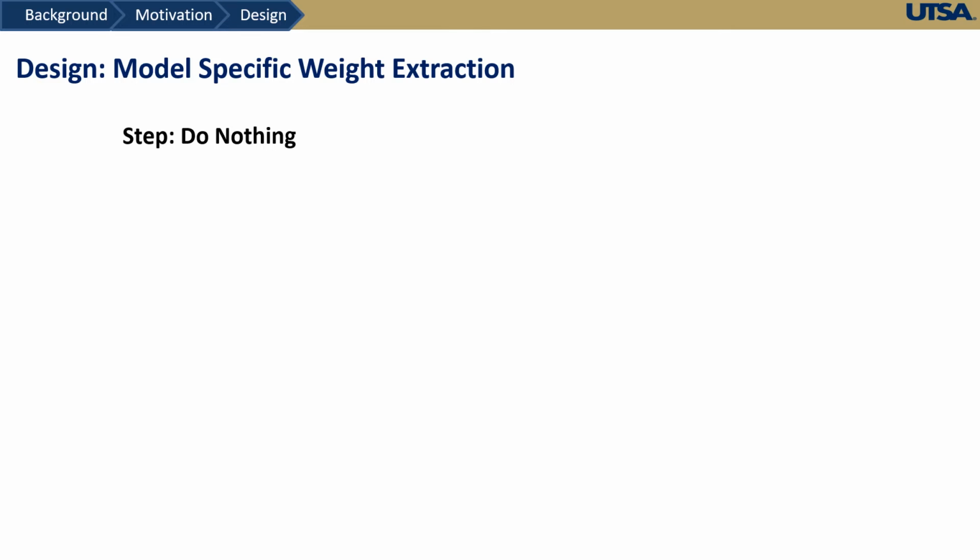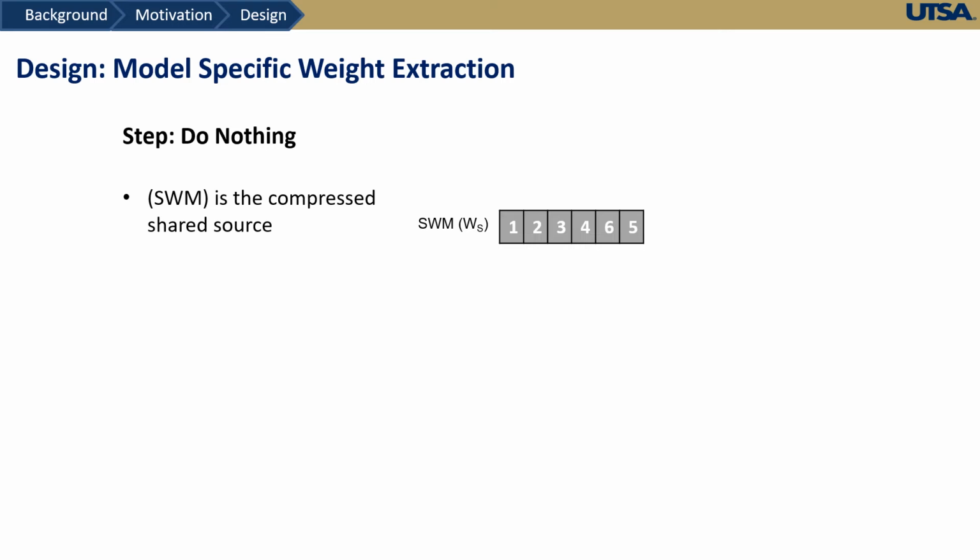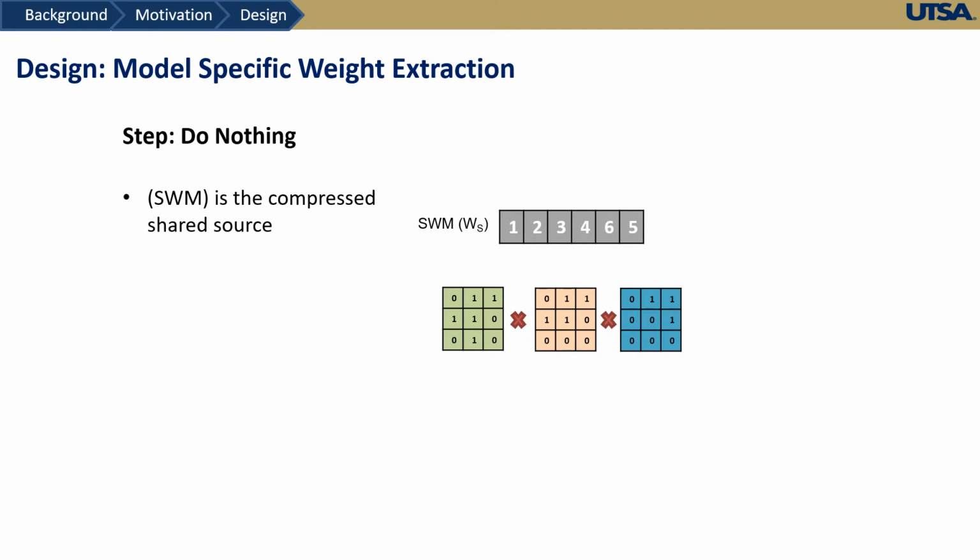Let's talk about the model extraction process. So SWM is the compressed shared source which is derived from the 3 sparsity patterns such as high, medium and small. And there is a pointer which will point to the first element of the SWM. Let's say we will extract the small model which is represented by the blue pattern, and therefore the blue pattern is our desired model pattern. And the yellow and green patterns are the other model patterns.